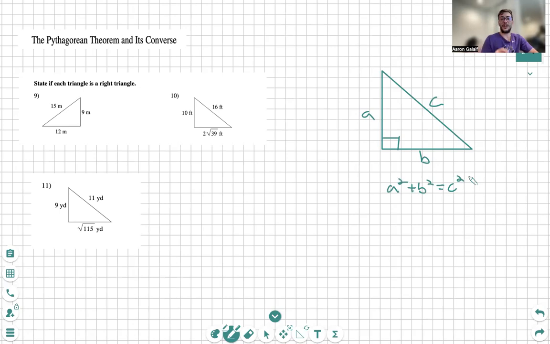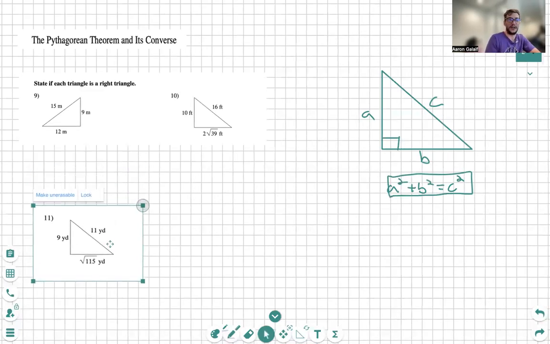So in the converse, if this statement is true, then this angle must be 90 degrees. That is the converse. We have to determine if the triangle is 90 degrees. So let us run into it.